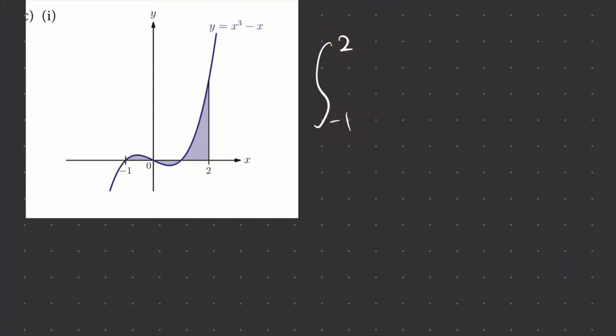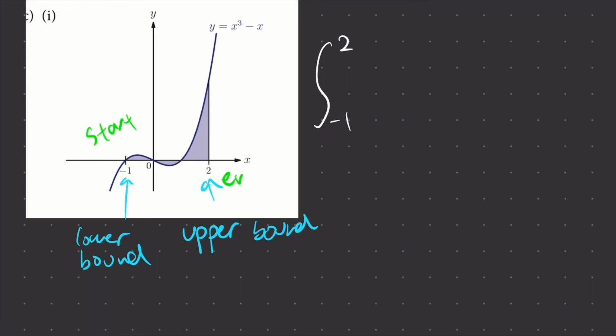So the official name for this, we call this the upper bound. Okay? Official name for this is called the lower bound. But how do I like to call it? I just call it the start and the end, okay? Because upper bound, lower bound, too complicated. Start and end, very simple, okay? Start here, end here. Okay?